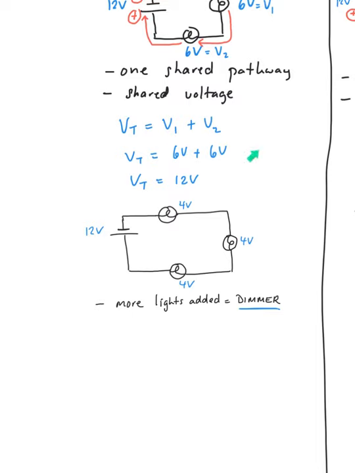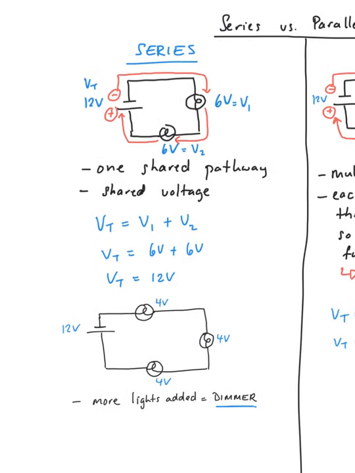So again, if you have a look at the top here, we've got one battery with 2 light bulbs, so we can have 6 volts each, but with one battery and 3 light bulbs, each can only have 4 volts. 6 volts is a lot brighter than 4 volts. Okay, so that's why adding more lights, you're going to get dimmer because of the shared voltage between all of those lights.